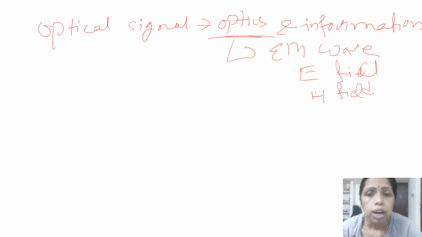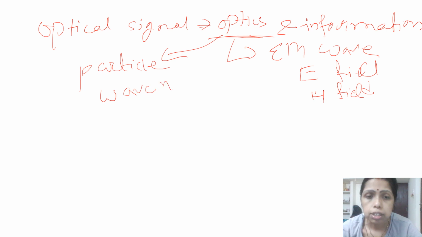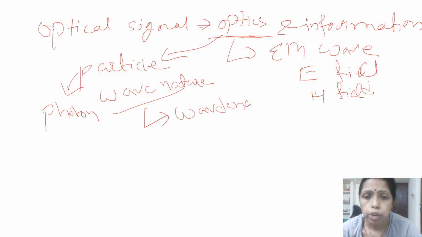Right. So the electromagnetic wave has two different kinds of nature: particle nature and wave nature. From the particle nature, it consists of photons. Wave nature means it should have some wavelength, lambda.